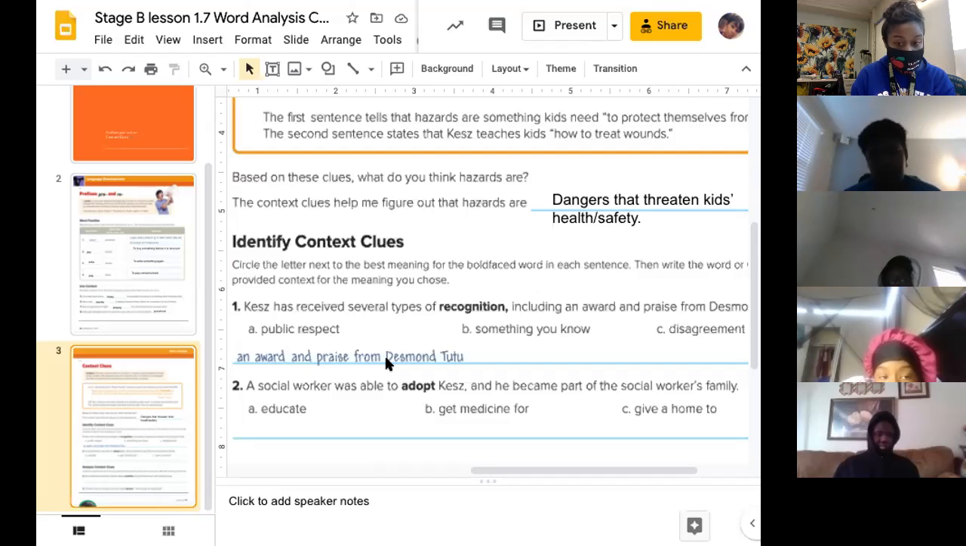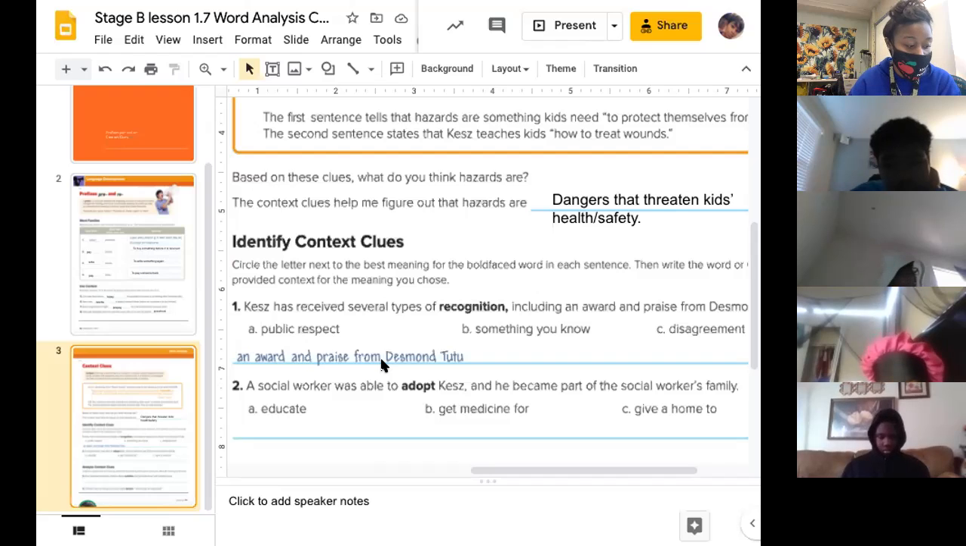So Kez has received several types of recognition, including an award and praise from Desmond Tutu. The word including tells us that an award and praise from Desmond Tutu is an example of recognition. So it seems like public respect will be the best definition, right? They give us three options: public respect, something you know, or disagreement. So do you guys see why public respect will be the best meaning for recognition? Yes, no, maybe so. Okay, and the word phrase that helped us choose this meaning was an award and praise from Desmond Tutu, right? That kind of goes with public respect.